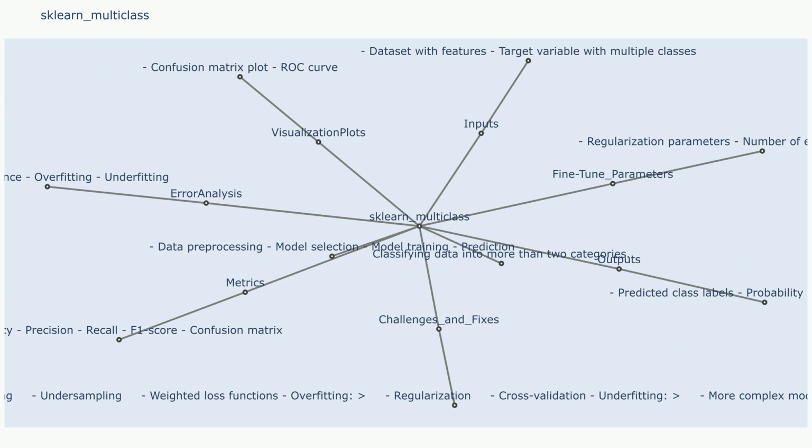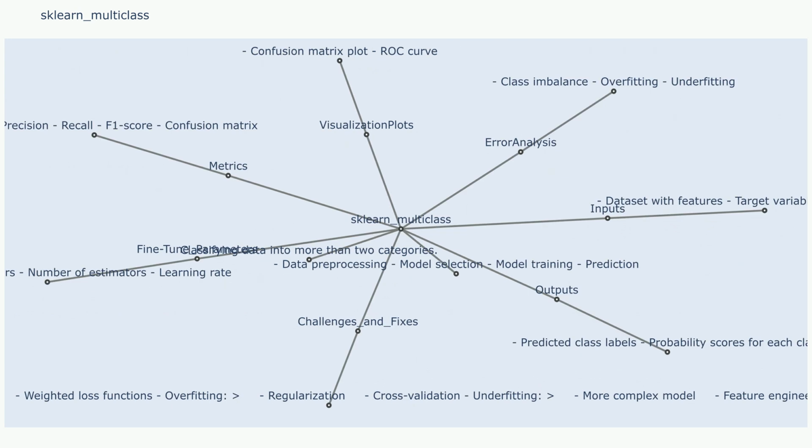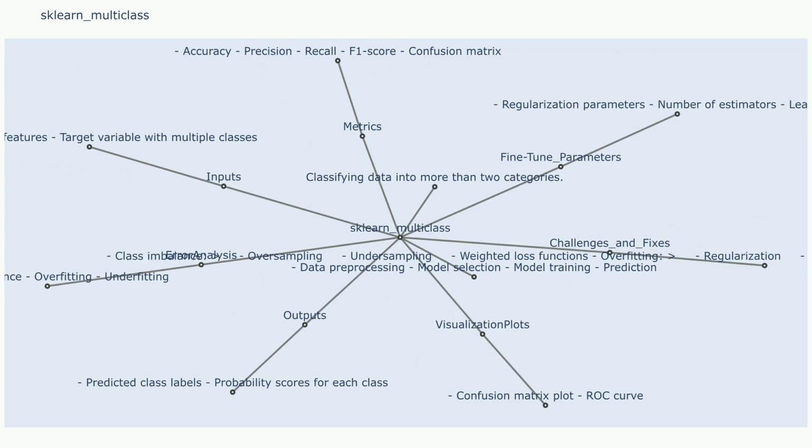Precision recall curve. This plots the precision against the recall for different classification thresholds. It helps to visualize the trade-off between minimizing false positives and minimizing false negatives. Fine-tune parameters. Regularization parameter. This controls the strength of regularization, which helps prevent overfitting by penalizing complex models. Regularization techniques like L1 or L2 can be used to simplify the model and improve its generalization performance.